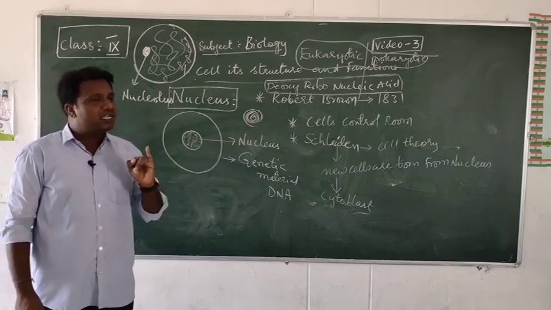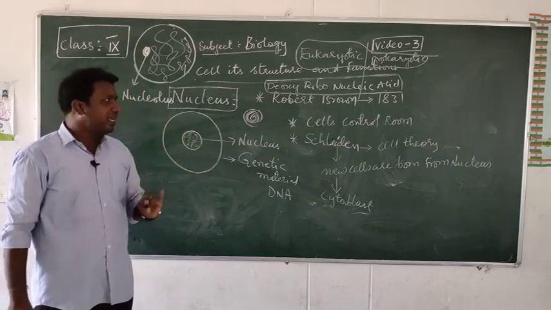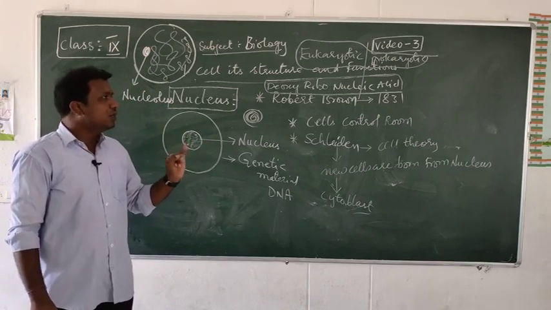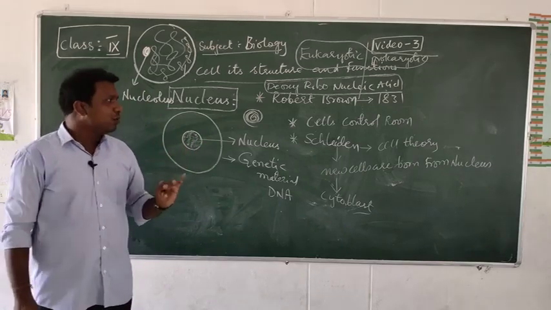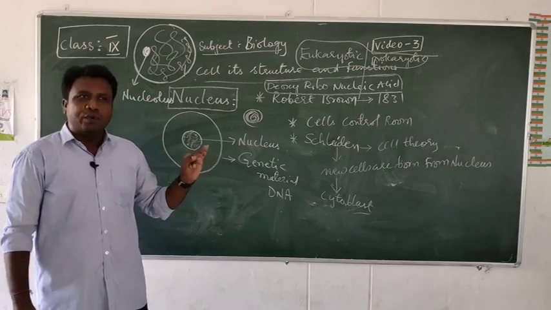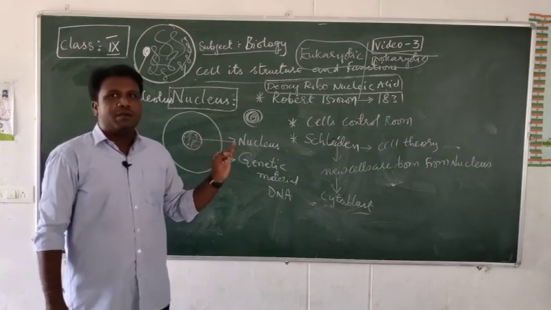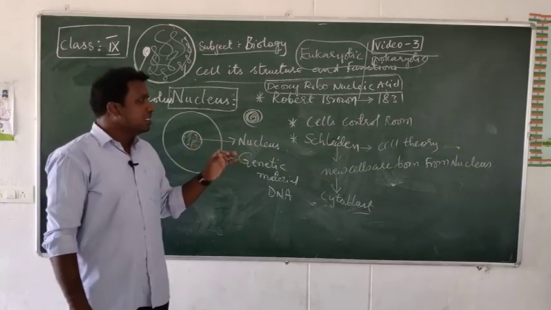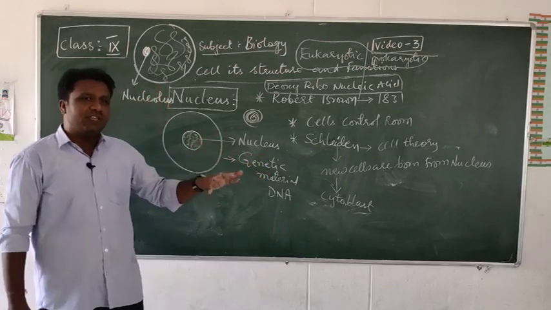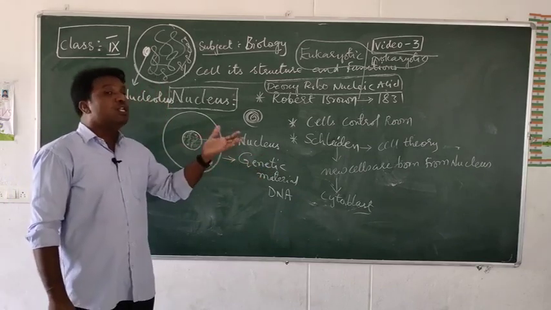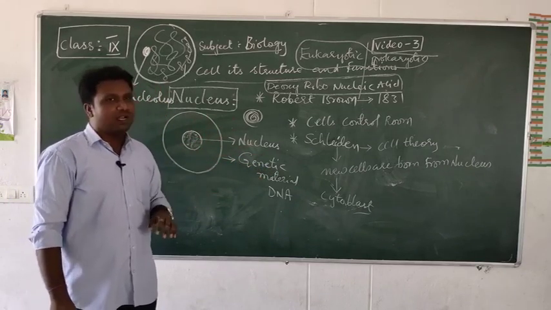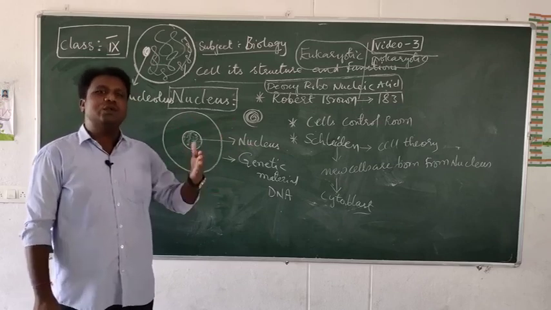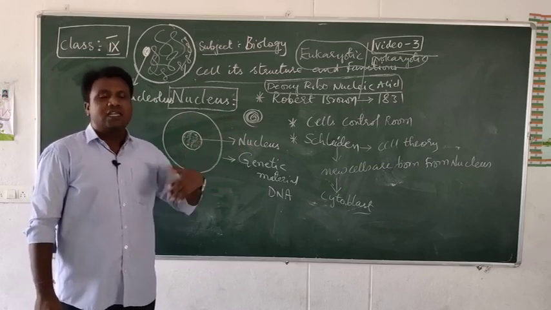So what is the nucleus? Who discovered the nucleus? Robert Brown. In which year? 1831. And what do you call this nucleus? The cell's control room. And an important scientist called Schleiden proposed a theory called cell theory. In the beginning, Schleiden thought that new cells were born from a nucleus, and he named this nucleus as what? Cytoblast.